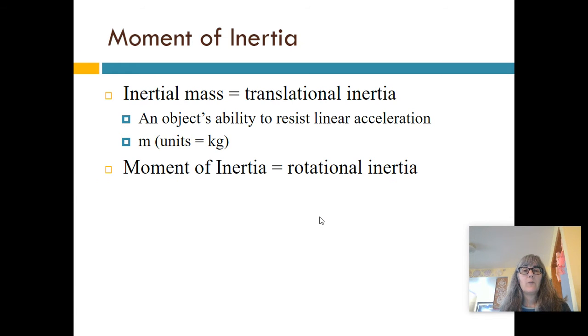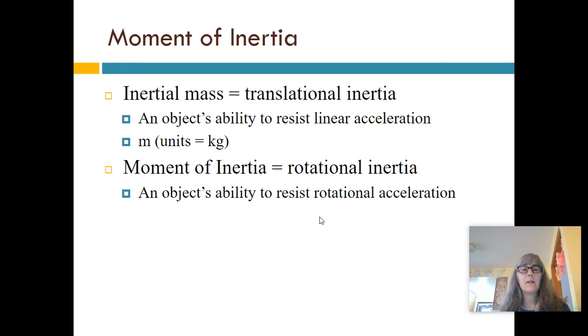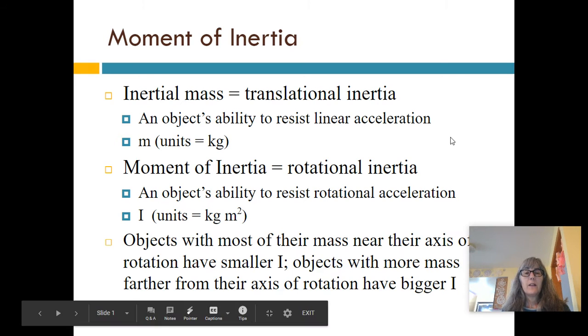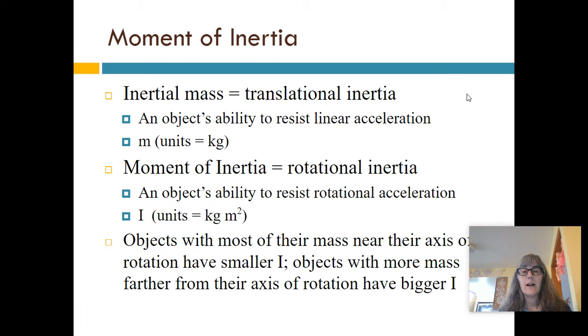So the equivalent in rotation is rotational inertia or moment of inertia. And that's an object's ability to resist rotating. The variable that we use for that is I. I don't know why. It's not even Greek. And the units of that, instead of being kilograms, are kilogram meters squared. So objects with most of their mass near their axis of rotation end up with a smaller I, and objects with more mass further from their axis of rotation have a bigger I. So it's harder to rotate if more of your mass is spread apart.